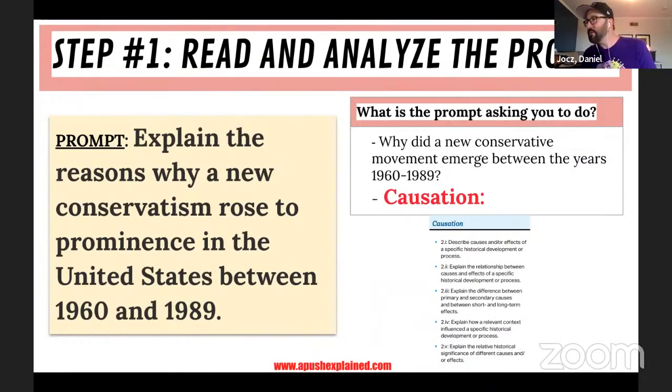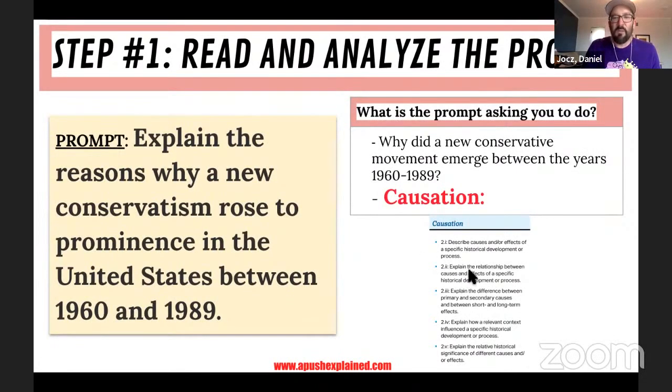I know it's not very large on your screen, but causation is the historical skill. If you look on the slides, you will see that causation has a number of things that they expect. And this is where it gets needlessly complicated, I think. Causation describes causes and or effects of a specific historical development or process. So can you describe them, like what caused the conservative movement to emerge? It doesn't necessarily ask you the effects in this question, but when you're describing causes, you will lead into some discussion of effects.